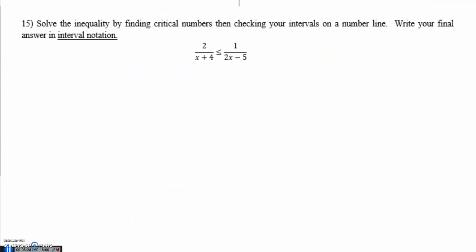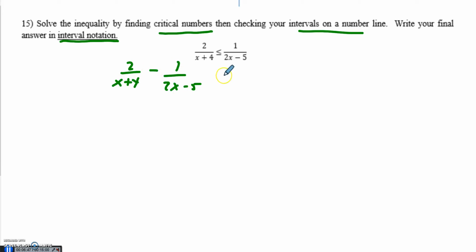Number 15, solve the inequality by finding critical numbers and then checking your intervals on a number line. Write your answer in interval notation. So in order to get the critical numbers, we need a 0 on one side. So what I'm going to do is subtract this fraction over here. So you have 2 over x plus 4 minus 1 over 2x minus 5 is less than or equal to 0. Now in order to get those critical numbers, we need numbers on top and bottom.